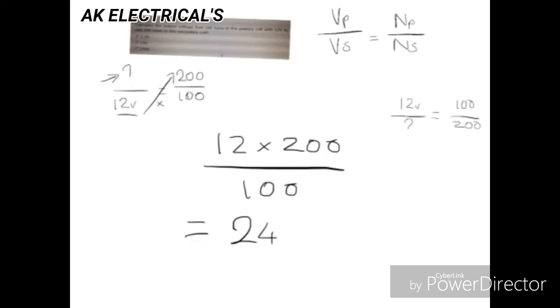So the answer to that question is 24. And now we're trying to find the voltage, so the unit is volts. So if we have a look at the question at the top, to calculate the output voltage from 100 turns in the primary coil with 12 volts AC and 200 turns in the secondary coil, our answer is B, it is 24 volts.